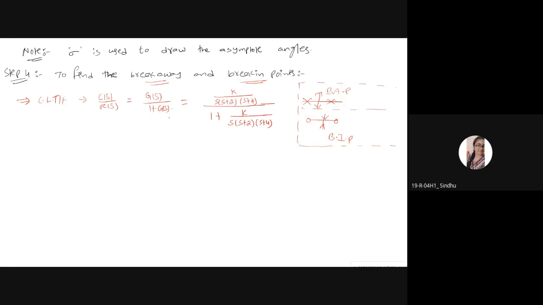So for that we are doing this. Now C by R equals K by, please do the LCM here, s of s plus 2 into s plus 4 plus K. So what is the characteristic equation now? s of s plus 2 into s plus 4 plus K equals 0. Very good. Now the characteristic equation is s into s plus 2 into s plus 4 plus K equals 0. Multiply this whole term and tell me the final equation.